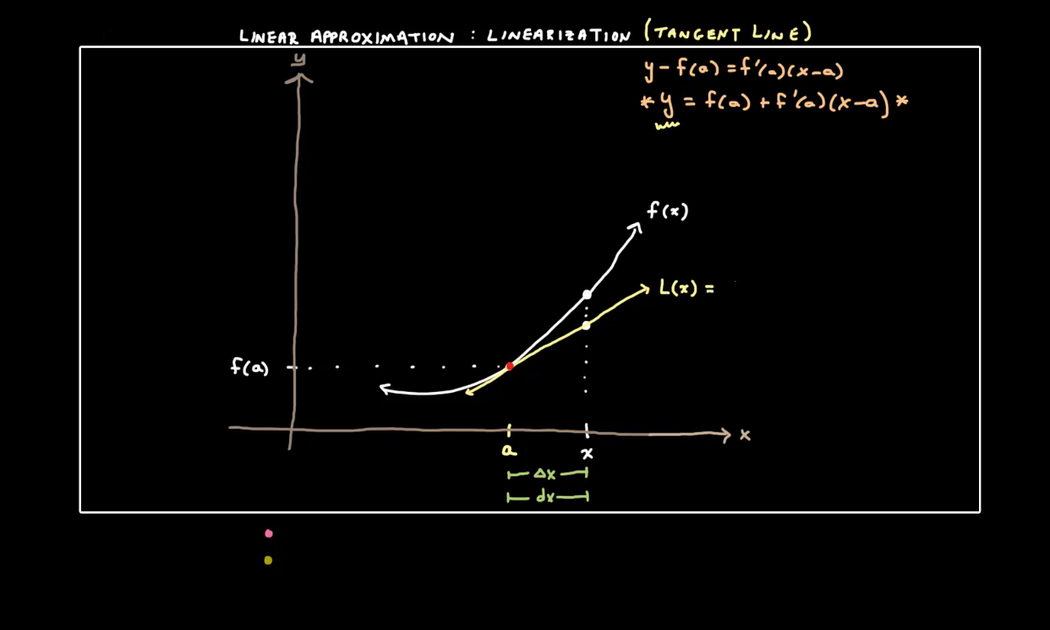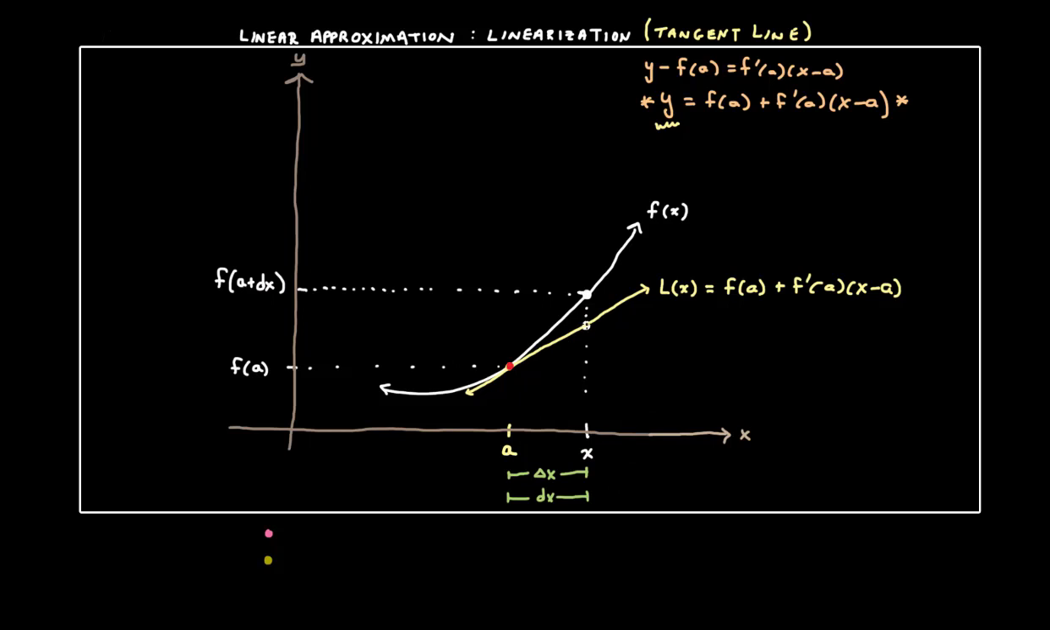So L of x is our f of a plus f prime of a times (x minus a). It's simply an equation of the tangent to the function f at the center x equals a. Now let's put some corresponding y values. If I go to this point up here, I'm trying my best to stay horizontal, then this is going to be f at a plus dx. We could have also said f of a plus delta x. And as I promised, we're going to use those interchangeably.